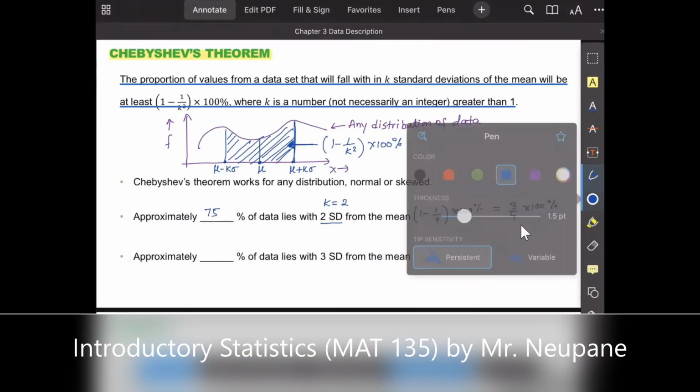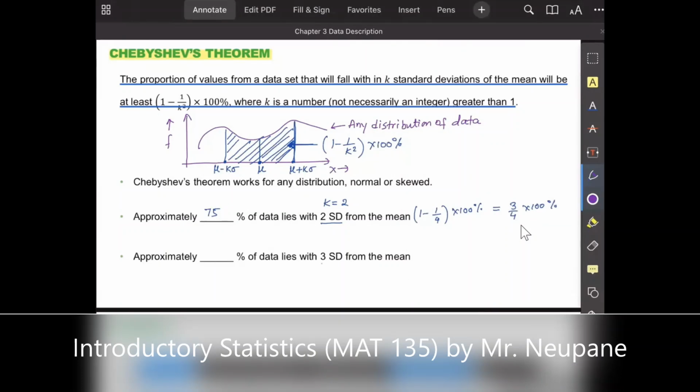Let's find out how much data is within 3 standard deviations of the mean. If you plug in k equal to 3, for any distribution, that is the minimum amount of data. At least 75% of data is within 2 standard deviations. Within 3 standard deviations, it will be 1 minus 1 over k squared. Here k is 3, 3 squared is 9, times 100%, which is 1 minus 1/9, which is 8/9.